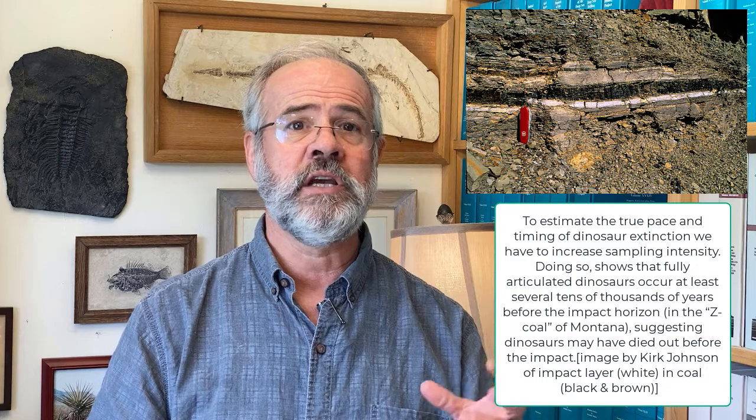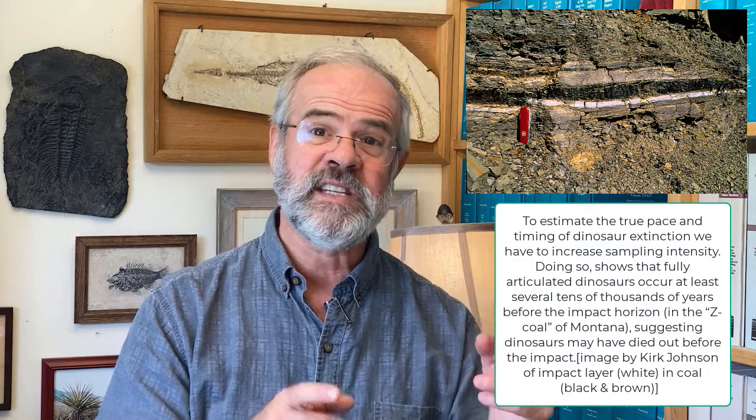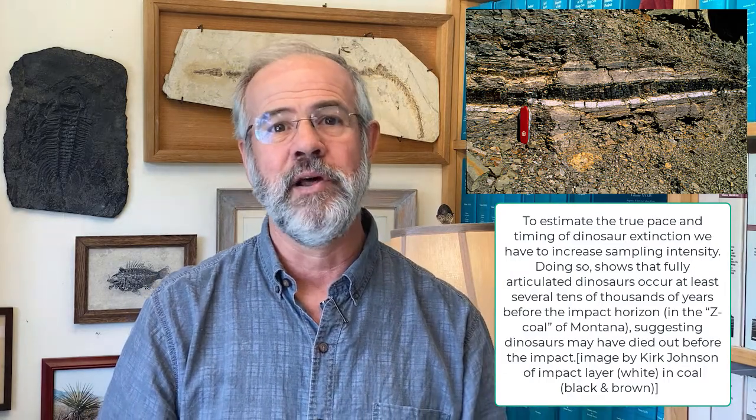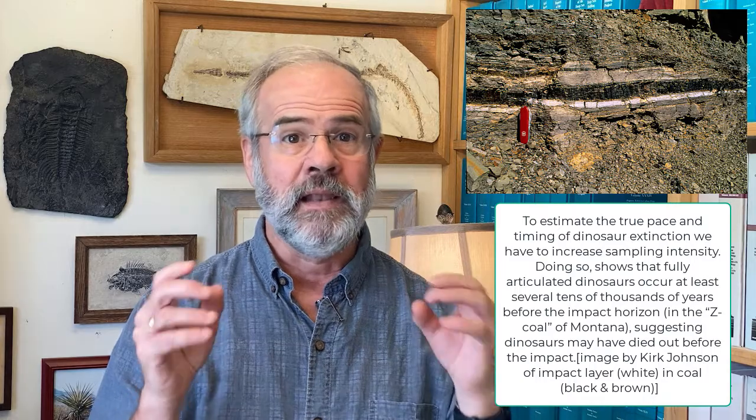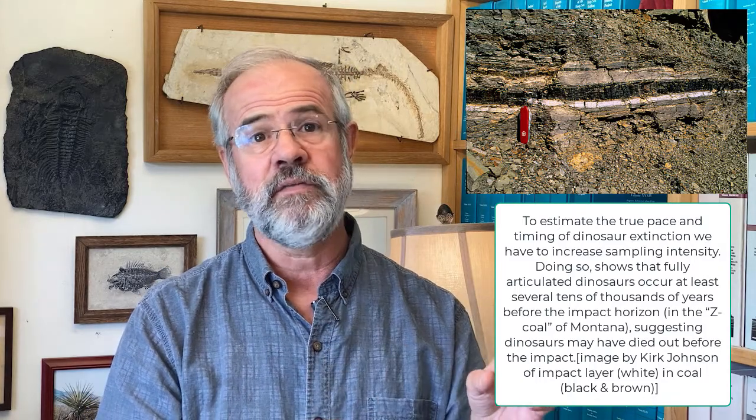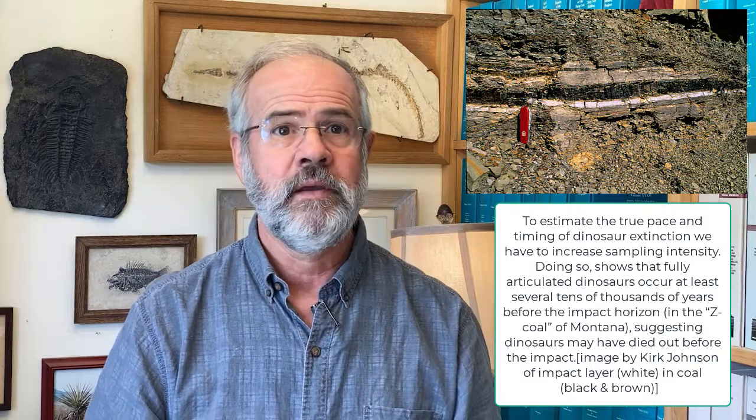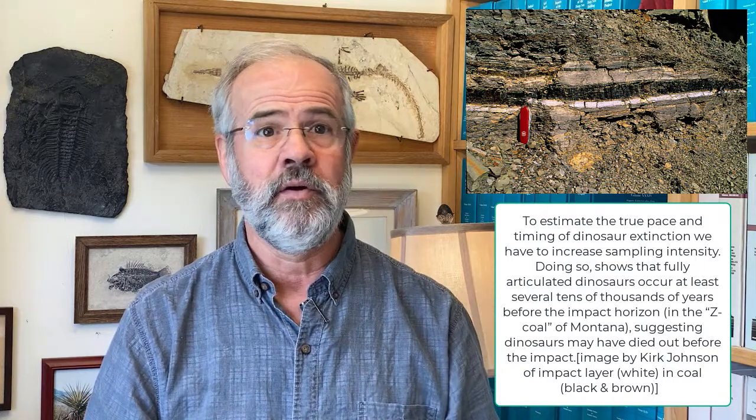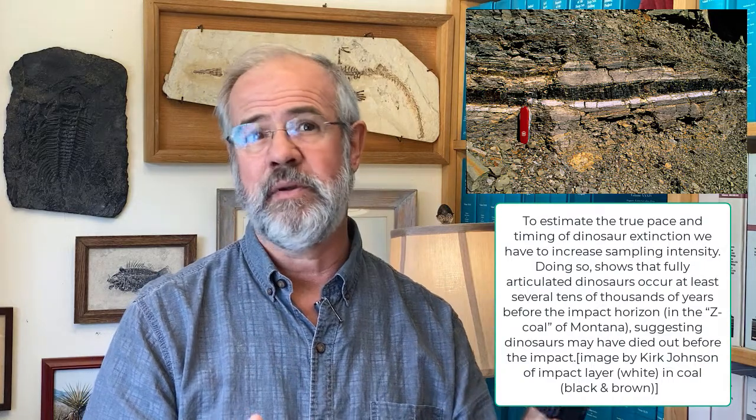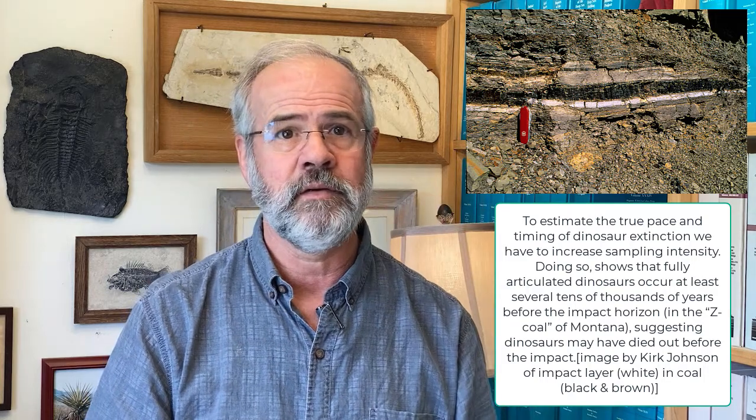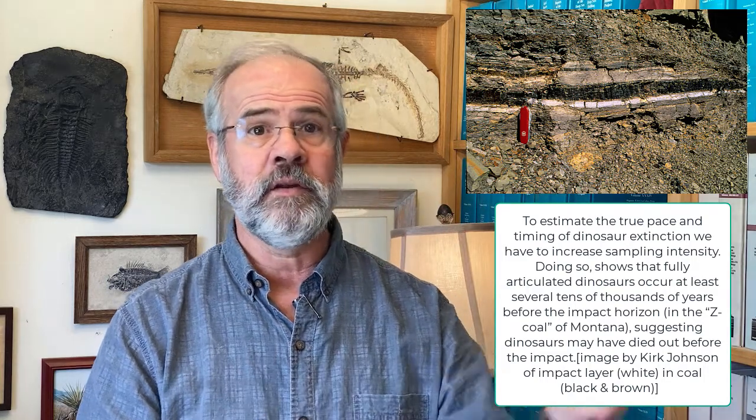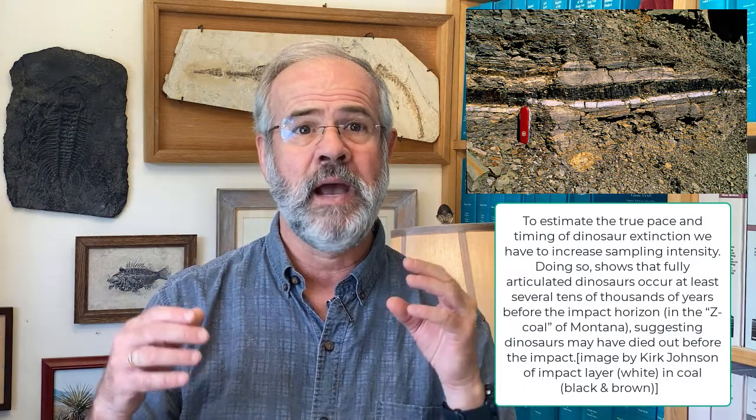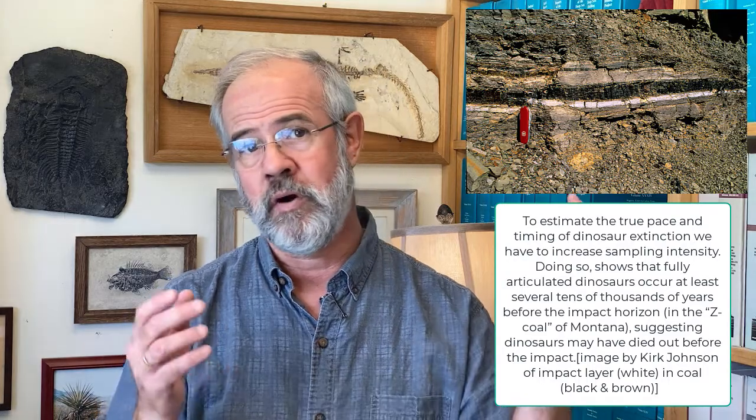Some years ago, Peter Sheehan at the Milwaukee Public Museum did just that. He led a group of elder hostel volunteers to comb the hills of Montana below the impact ejecta bed. The impact layer had been found years earlier in the middle of a distinctive coal horizon called the Z coal. Sheehan found out that the highest occurrence of an articulated dinosaur was 3 meters below the impact level, which is probably at least a couple 100,000 years before the impact horizon. Above this, closer to the impact horizon, they found only bits of dinosaur bones.